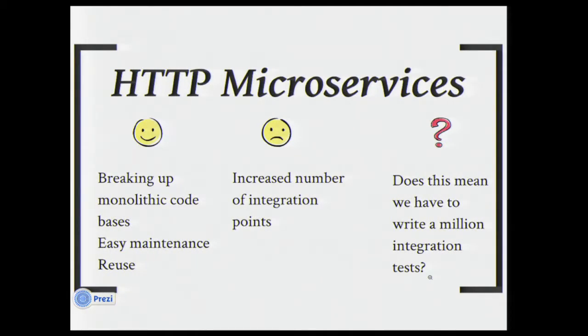In a conscious decision to avoid monolithic software, REA has decided to try out writing services that are small and have a single focus. You've probably heard of the word microservices. Microservices are good because they help you break up your code into small, manageable chunks. They're easy to maintain, upgrade, replace, refactor, and also reuse. But on the downside, we have an increased number of integration points. So does this mean we have to write 1 million integration tests?